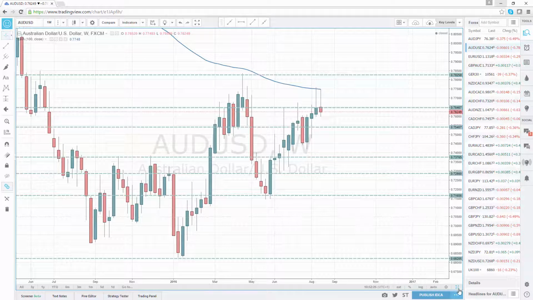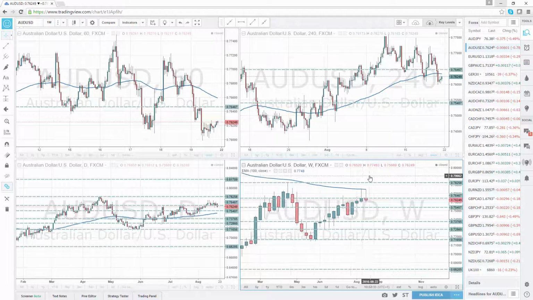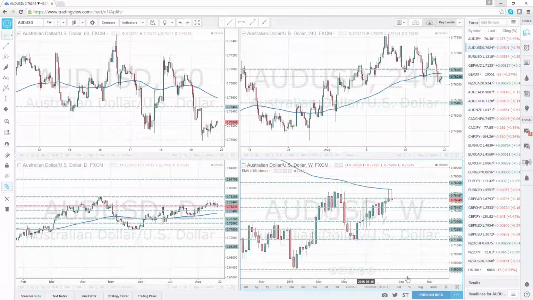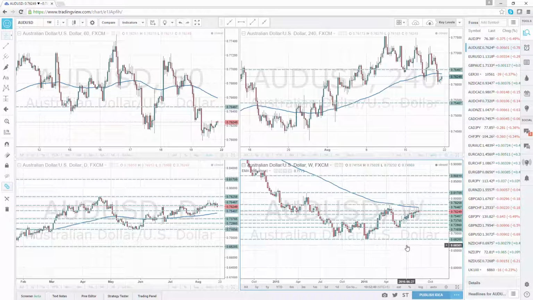And that's what I mean by using the charts and using context. If you were to just look at this in isolation, just this daily chart, you'd say, oh, this is going higher. But if you look at the overall picture, which is our job as traders, you could actually say the bigger case is for the trade to the downside.